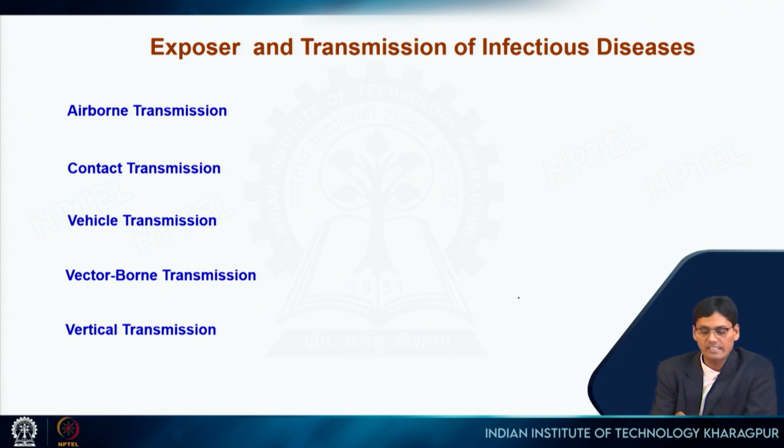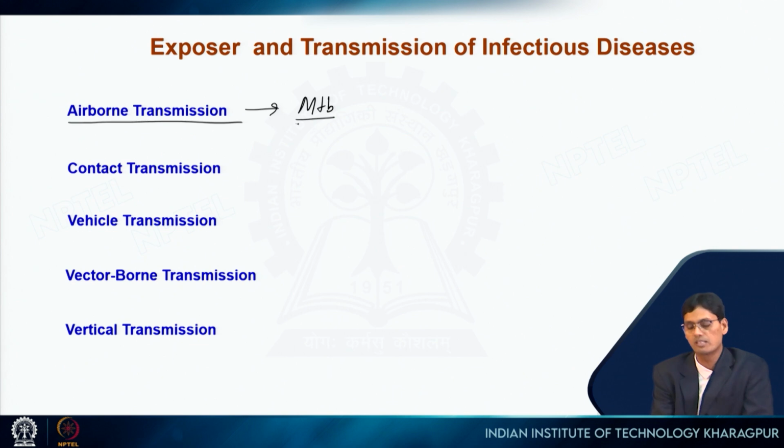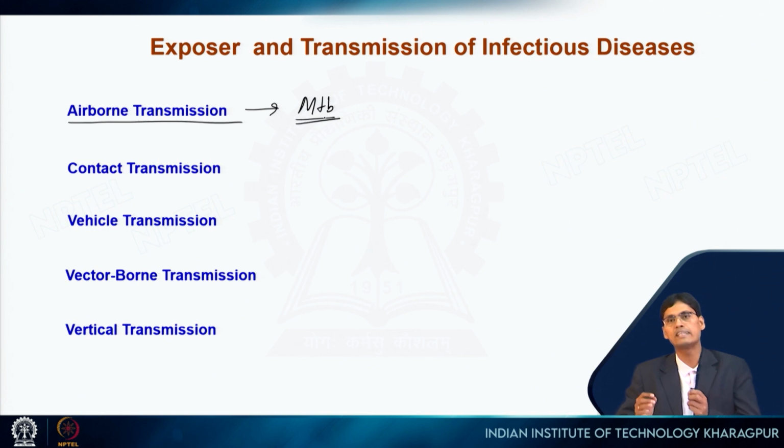So there are different types of routes that a pathogen can take to establish disease. For example, airborne transmission. Some pathogens, for example, as I already mentioned, MTB, Mycobacterium tuberculosis, can be airborne. When an MTB patient is sneezing or coughing, it can travel through the air in small droplets and infect surrounding people very close by. This is called airborne transmission.